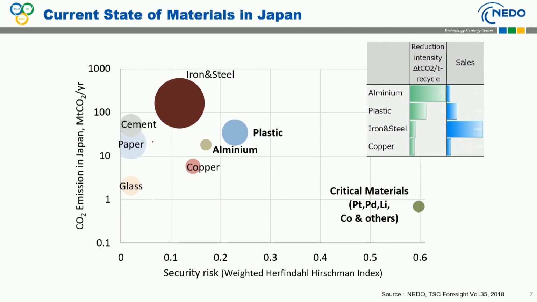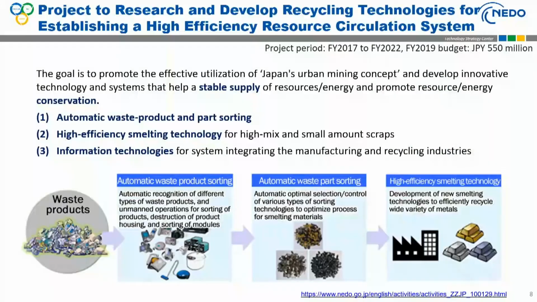Next, I'd like to introduce some of these ongoing R&D projects. This is a project on rare metals. The goal is to promote the urban mining concept that helps a stable supply and resource and energy conservation. In this project, three technologies are developed: automatic sorting, high-efficiency smelting, and information technology for the system.